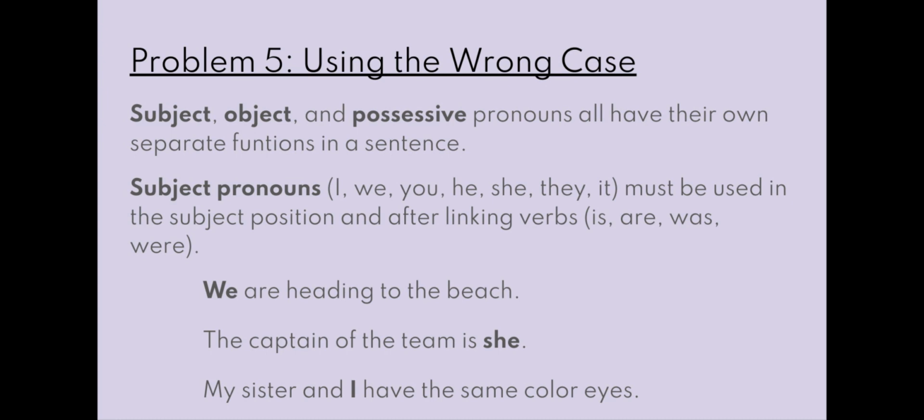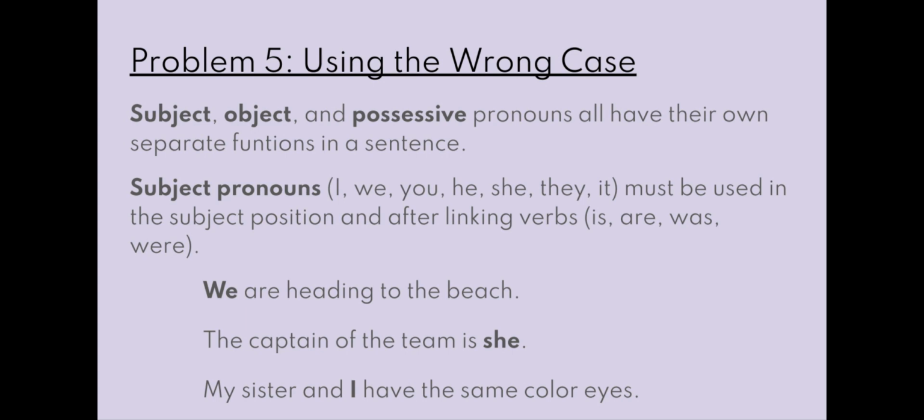Subject pronouns, and I have them listed here, must be used in the subject position and after linking verbs, such as is, are, was, and were. The first sentence says, we are heading to the beach. Here, we are the subject of the sentence. We are the ones doing something. So we need to use we. We would not say, us are heading to the beach.